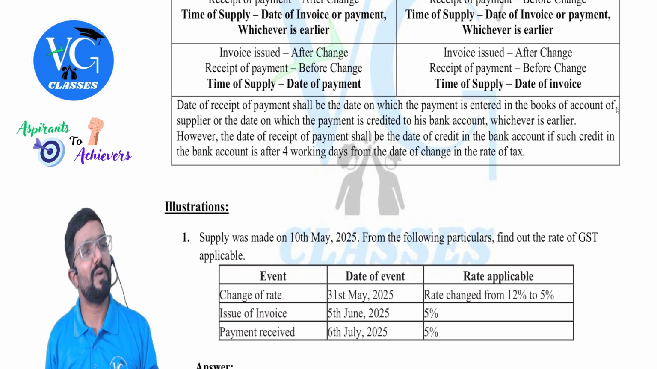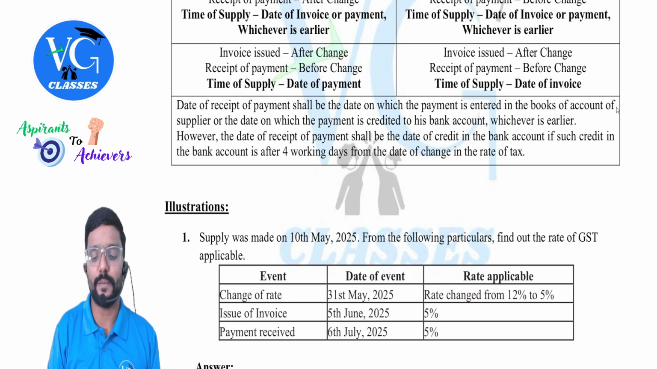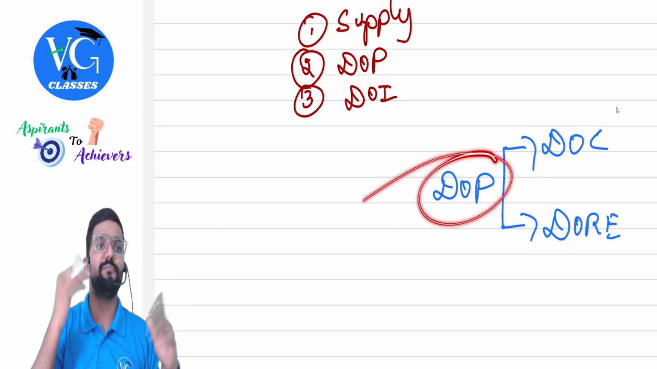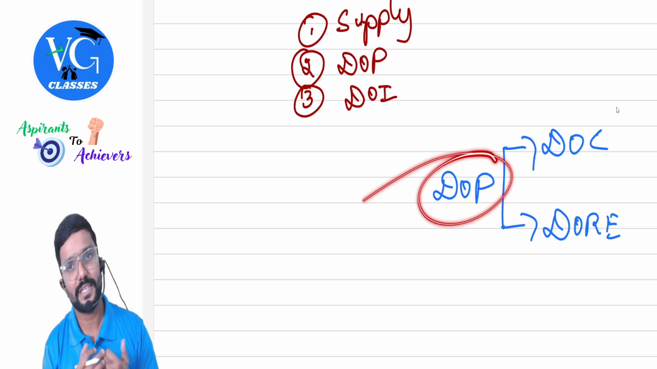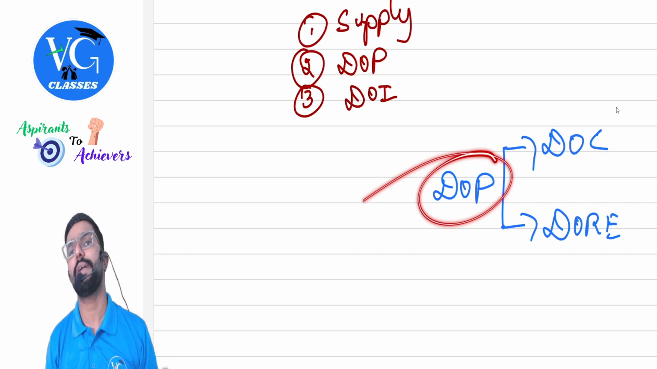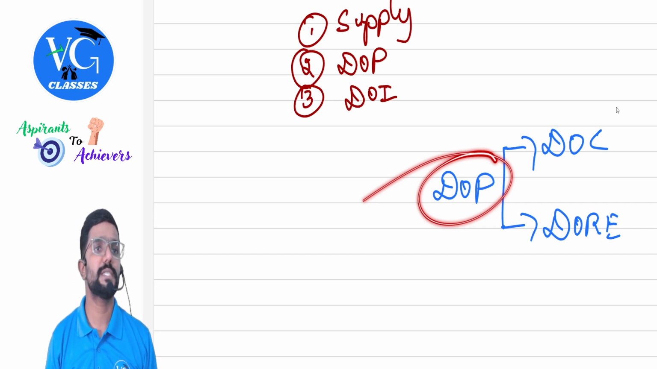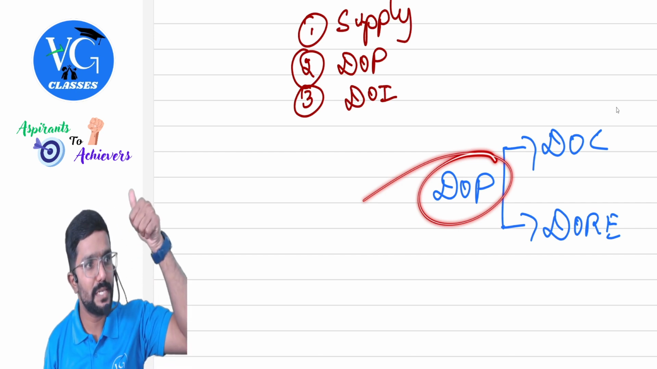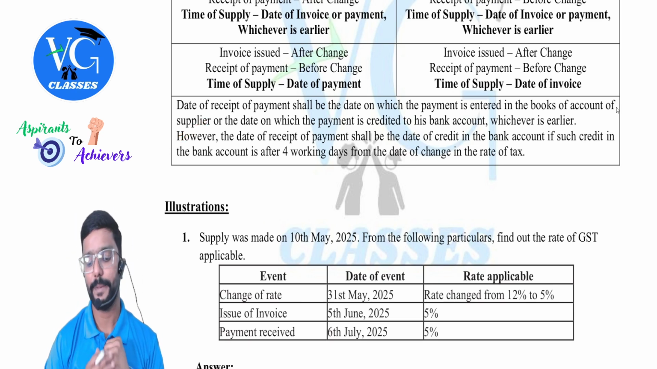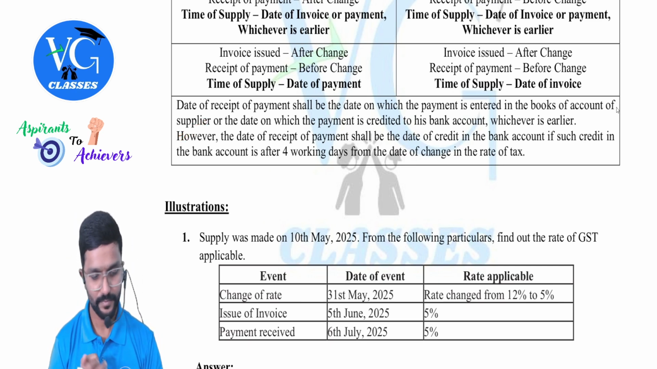But most of the time, they will not give these 2 dates separately, guys. In the question itself, they will give date of payment. Straight away they will give it. You just check it. Is it before? Is it after? And accordingly decide the time of supply. Is that clear? Yes. This is one tricky thing. Please be careful with this.